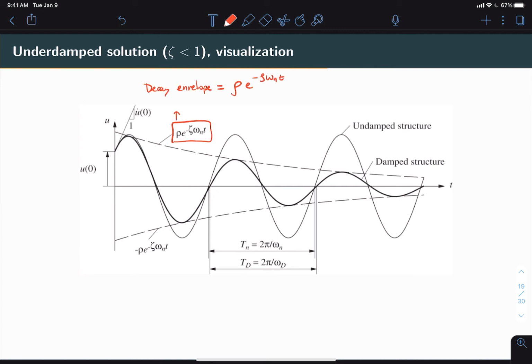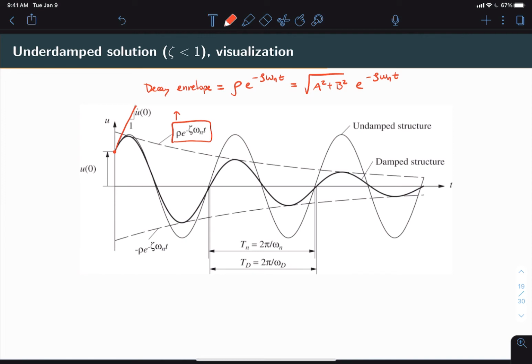And in order to get the decay envelope, you multiply the exponential decay term by rho, which is simply the magnitude of the oscillatory term. And remember that A and B can be expressed in terms of the initial displacement and initial velocity. Notice that the initial displacement and initial velocity are still the same, starting point and starting slope.